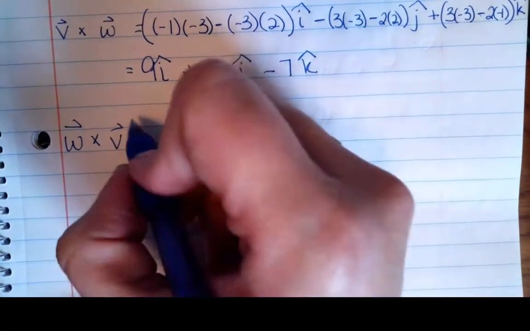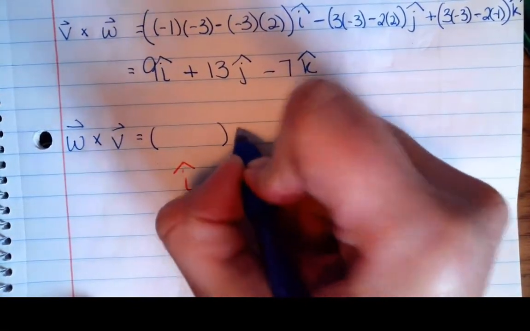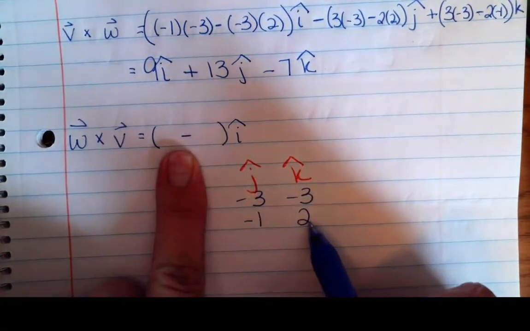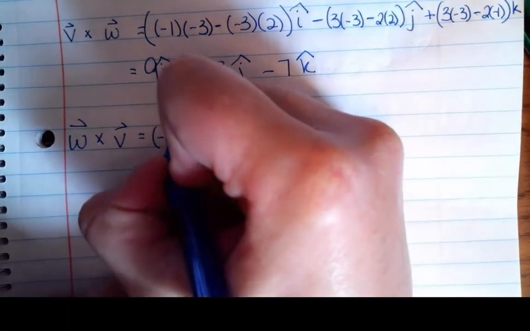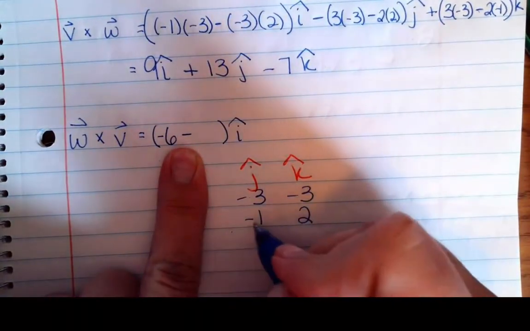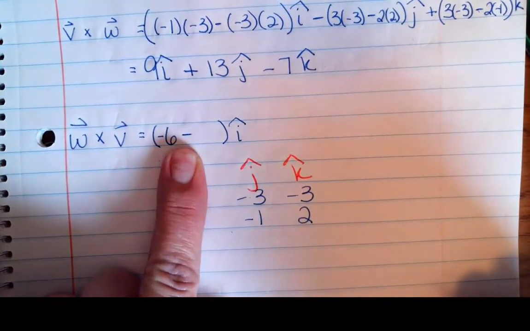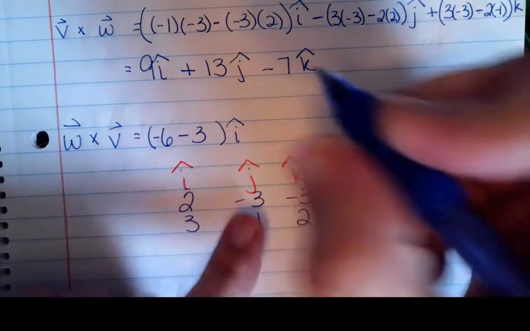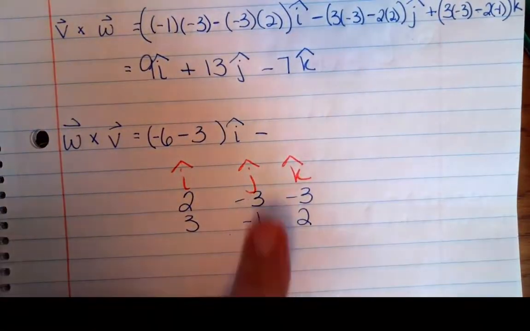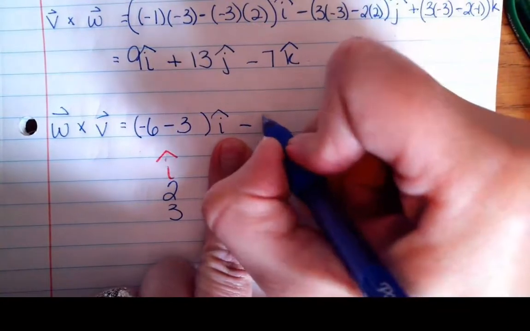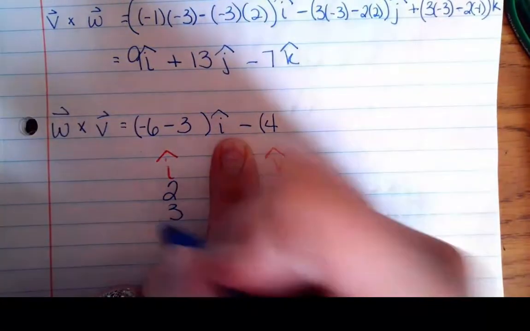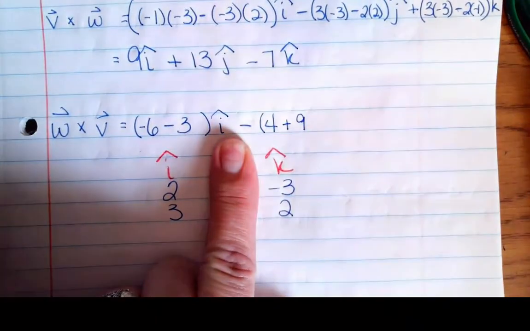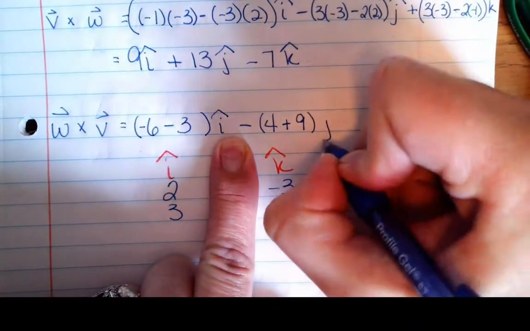this time. Okay, so the first part is going to be, if we want I, cover I up. So cover this up. Negative 3 times 2 is negative 6. Minus negative 1 times 3 is negative 1 times negative 3, which is positive 3. Okay, and then minus. Remember, always subtract your J's. So 2 times 2 is 4. Minus 3 times negative 3 is positive 9. Okay, and that's on J.